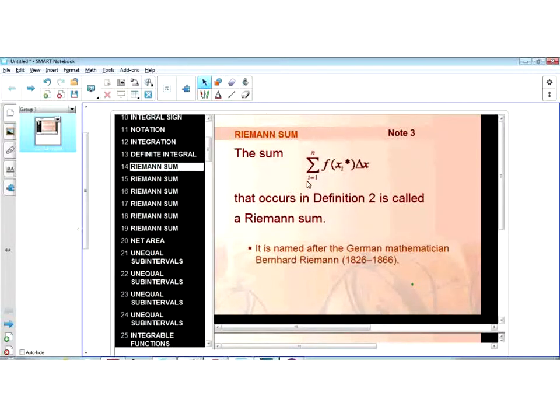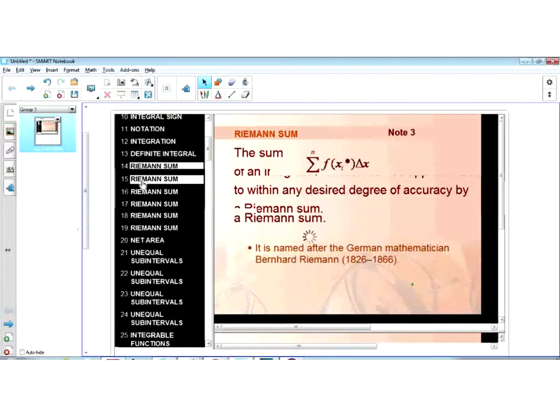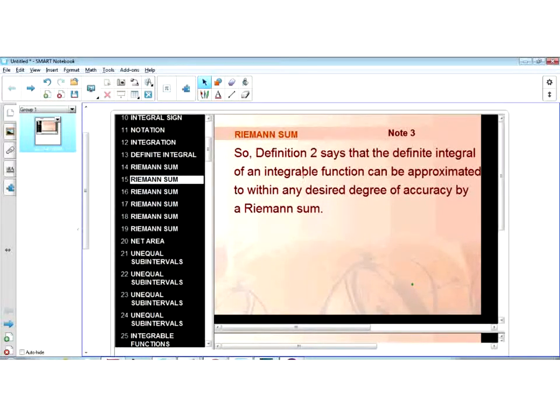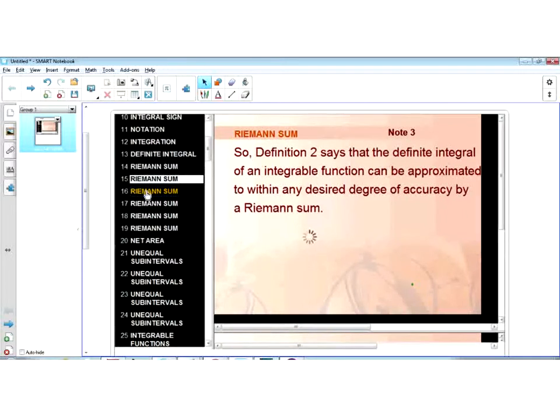The Riemann sum, we've already discussed this. This is the Riemann sum, named for the German mathematician whose picture is shown on the class website. Actually, his picture is on German currency before the euro came out. The definite integral is an integral function that can be approximated to within any desired degree of accuracy by a Riemann sum. So the definite integral is basically a Riemann sum taken to an infinite limit.